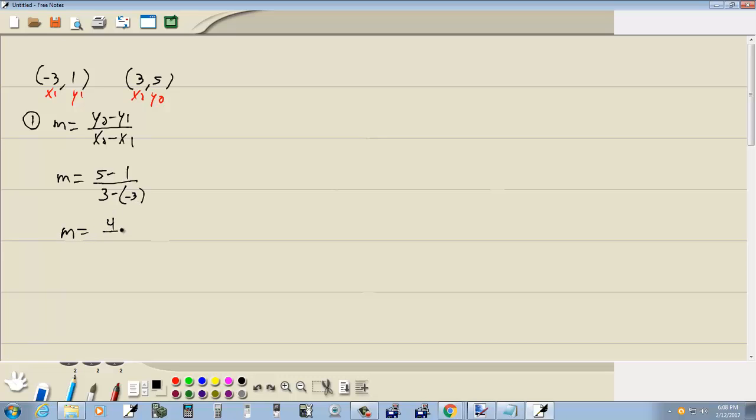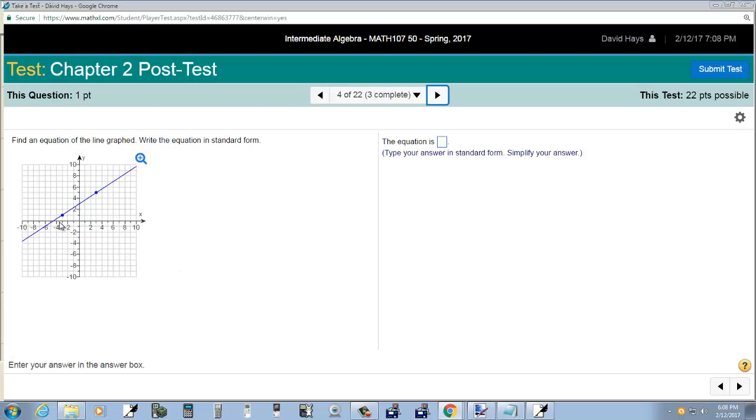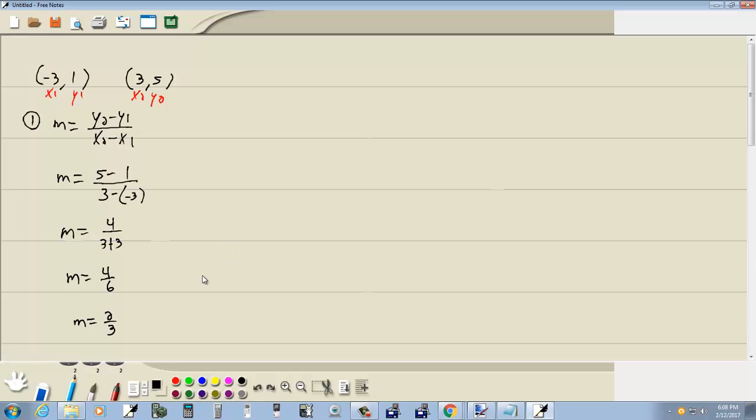5 minus 1 is 4. A negative negative gives us positive, so we got 3 plus 3. So that gives us 4 over 6, or m is equal to 2/3. Now the 4 over 6, change in y, I should be able to see it. I should be able to go up 4, 1, 2, 3, 4, and right 6, 1, 2, 3, 4, 5, 6. Okay, so that, excuse me, that checks.